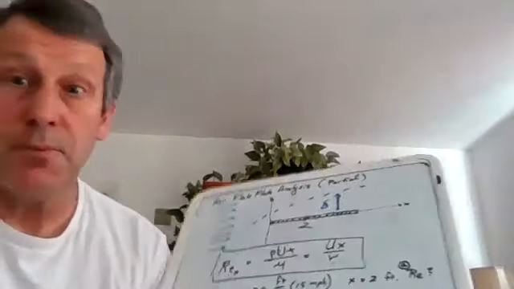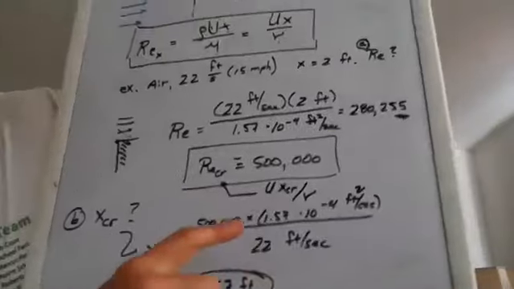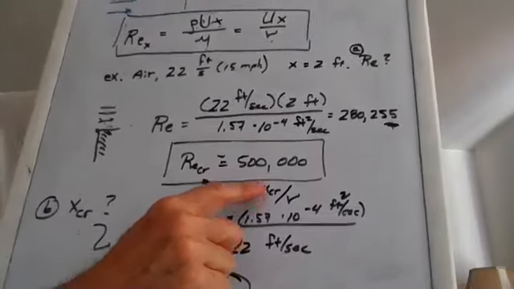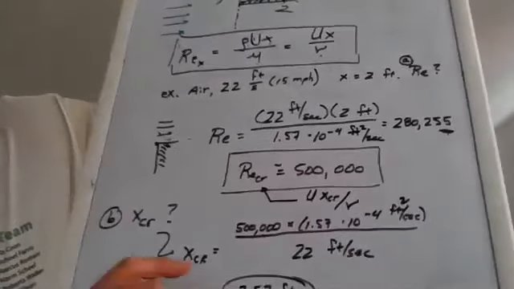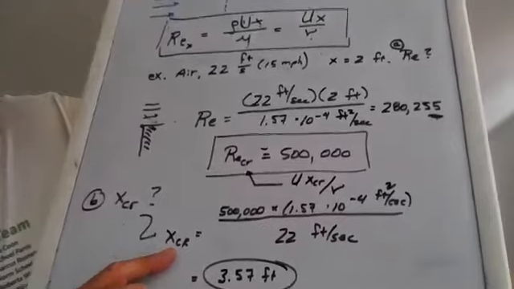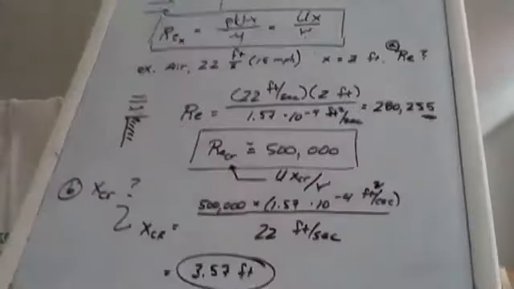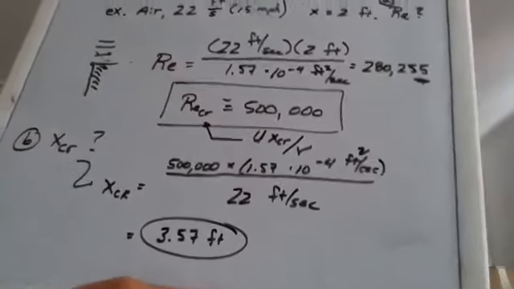All right, so I got 3.57 feet, or 3.6 feet. Here's a little bit of the math behind it. Basically, I knew that this Ux over nu, that's the Reynolds number, has to be equal to 500,000. So I just did my math, and the critical x is going to be the Reynolds number times the kinematic viscosity divided by the free stream fluid speed. If you look at the units, it works out well.